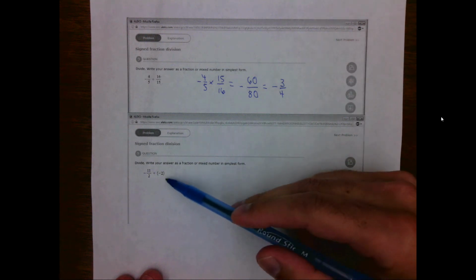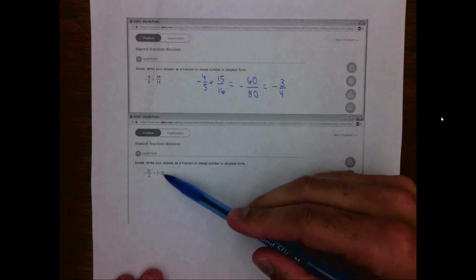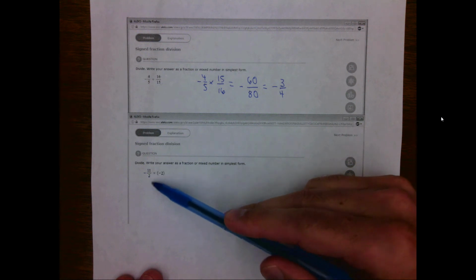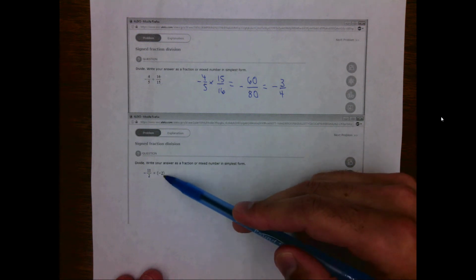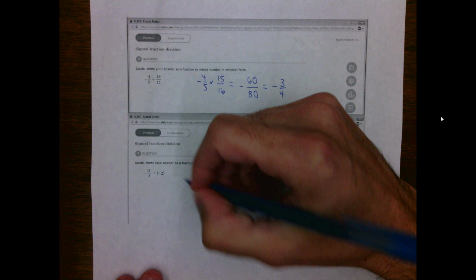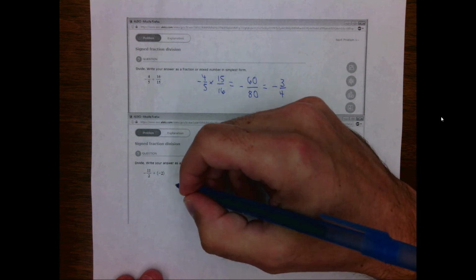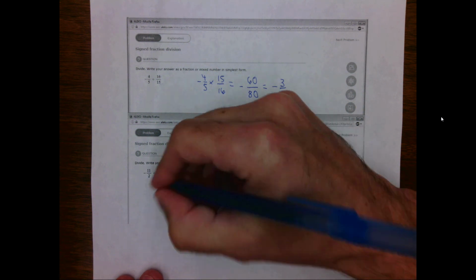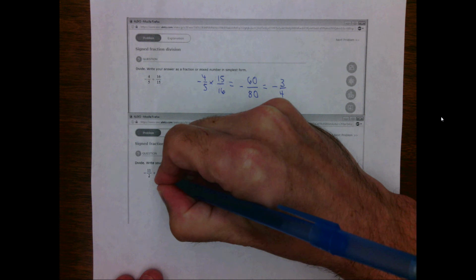This is a similar example, except here we don't have two fractions. We have a fraction divided by a whole number. But you'll recall that any whole number can be written as a fraction by dividing it by 1.